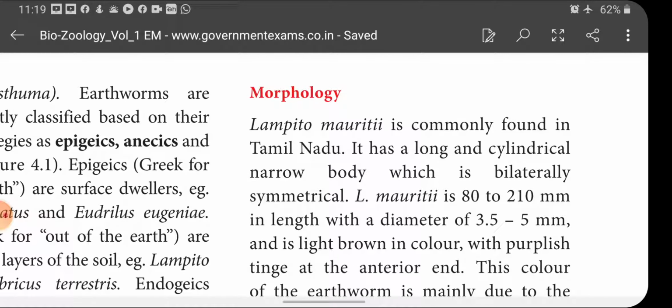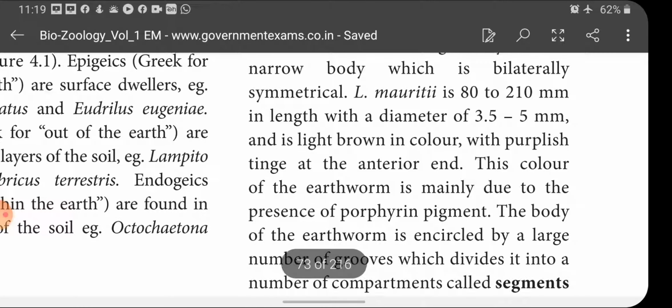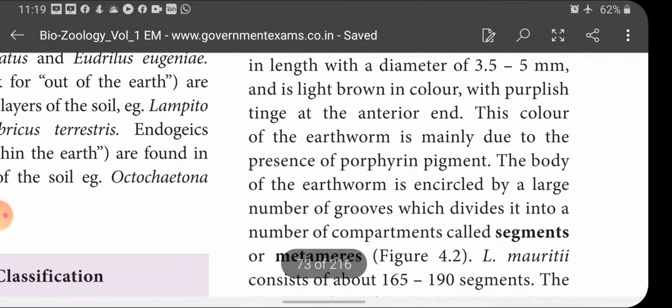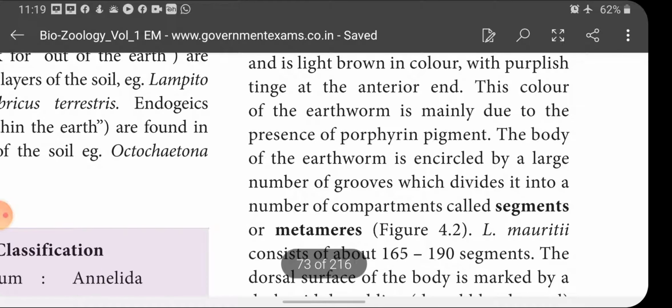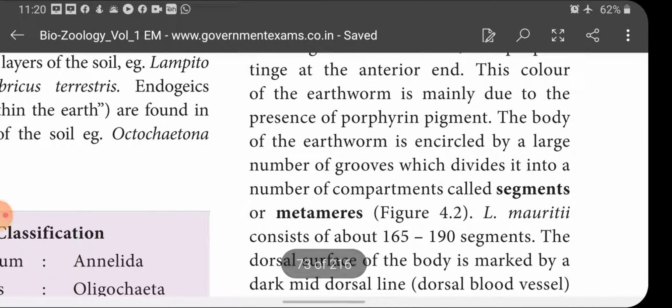It has a long and cylindrical narrow body which is bilaterally symmetrical. Lampito mauritii, its length is 82 to 10 millimeter in length with a diameter of 3.5 to 5 millimeter, and its color is brown in color with a purplish tinge at the anterior end. This color of the earthworm is mainly due to the presence of, please underline it, a pigment called porphyrin pigment. Wherever there will be a color, there will be a pigment present in that place. So the brown color in earthworm is due to a pigment called porphyrin.